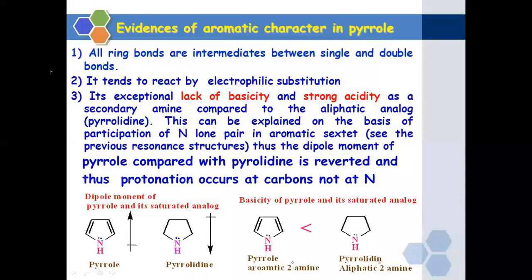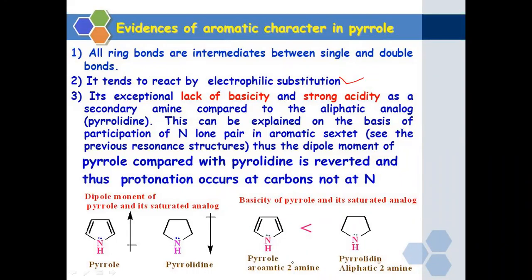Okay, the evidence for aromatic. All ring bonds are intermediate between single and double bond. If there is a conjugation, it tends to react by electrophilic substitution. Okay, means it's able to react by electrophilic substitution.